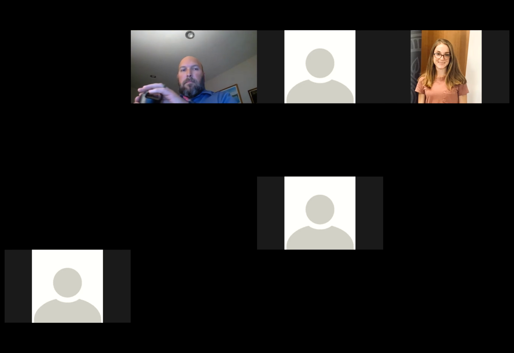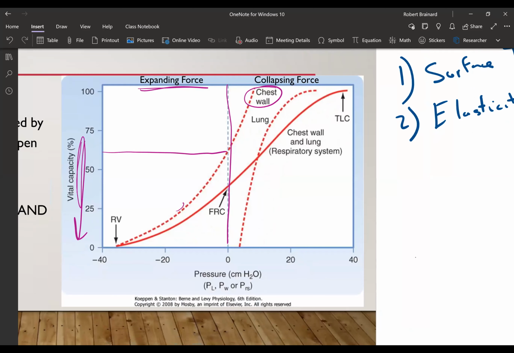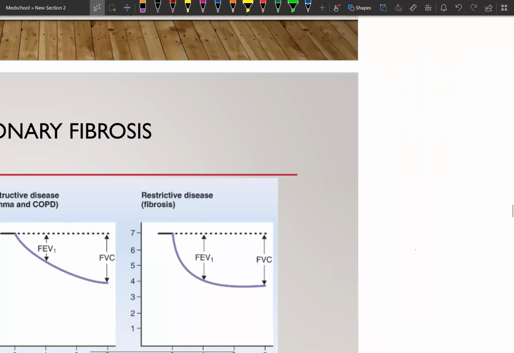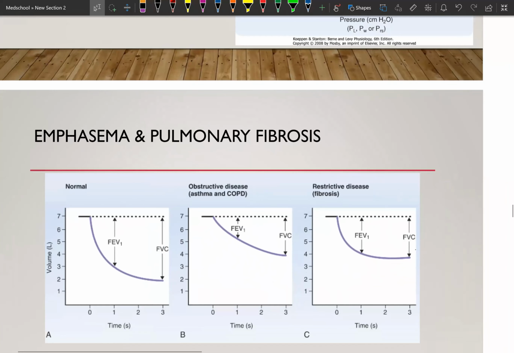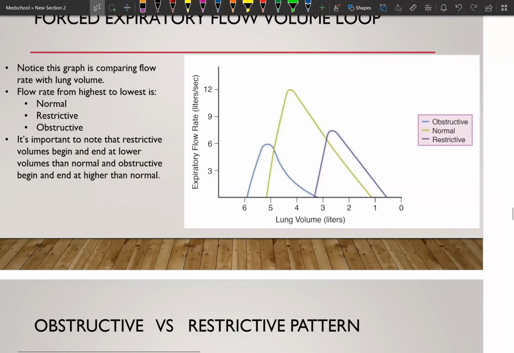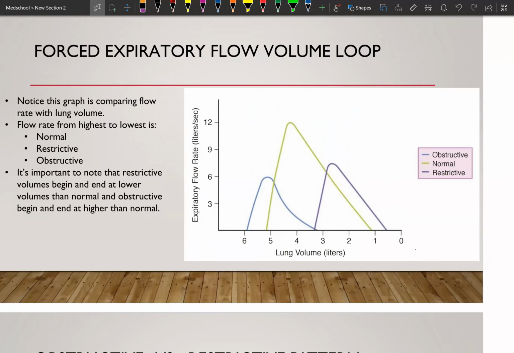So I have a question, maybe 2 slides down from where we were just at. Forced expiratory flow volume loop. Yeah. All right, so here we go. So you guys can see that. There we go. All right. So let's go over here. Yeah, maybe this one. So what was your question?